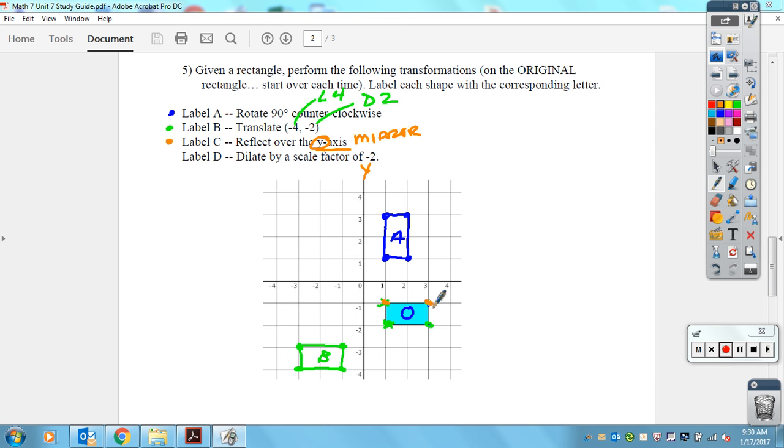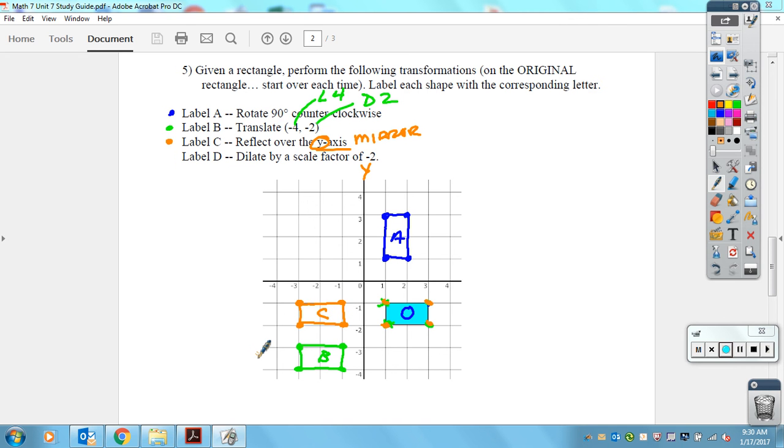So each corner has to go to the mirror. 1 to the mirror, 1 away from the mirror. 1 to the mirror, 1 away from the mirror. 1, 2, 3 to the mirror, 1, 2, 3 away from the mirror. This is my new shape C.